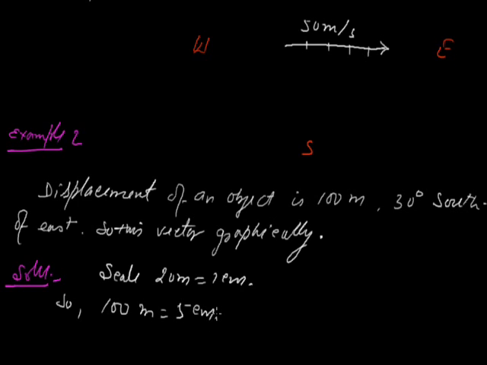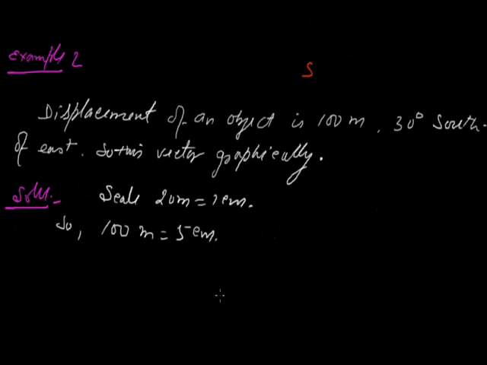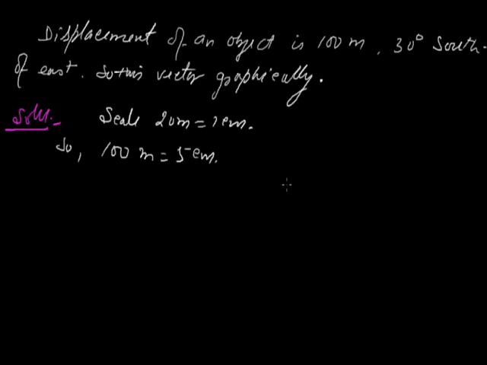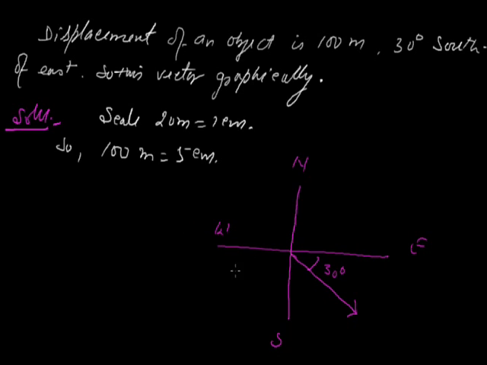We have to draw a line of 5 centimeter, 30 degrees south of east. Here is north, here is east, south and west. Draw a line at an angle of 30 degree with east towards south. The length of this line must be 5 centimeter. It is 100 meter displacement, 30 degree south of east.